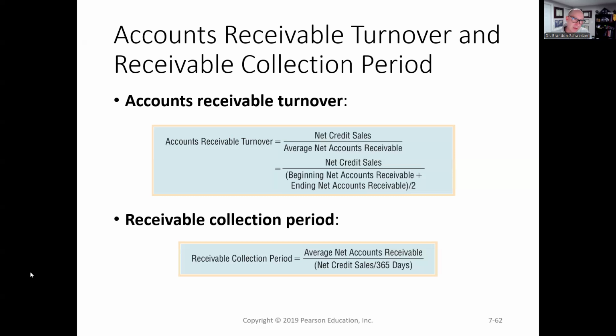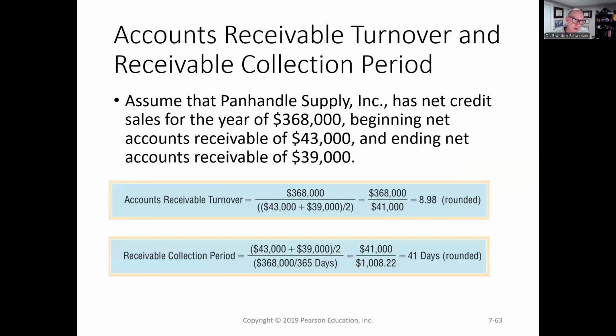So in this case, here we have the following information. We turn over accounts receivable 8.98 times. That's pretty good. And it takes us about 41 days to collect from our customers. That's a little slow. And of course, it depends on the company's overall terms. Some have 45 days, some have 30 days. 41 days, a little slow, in my opinion.